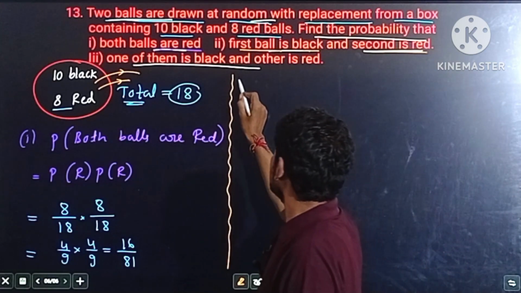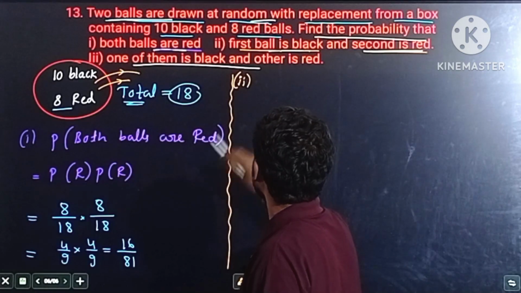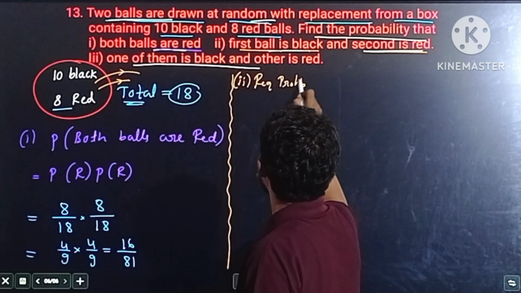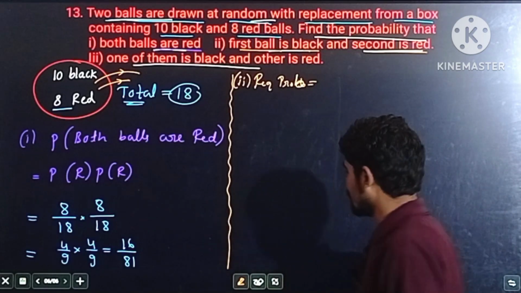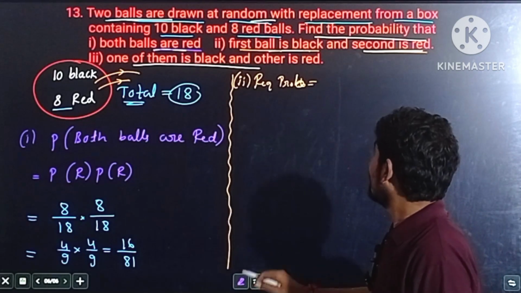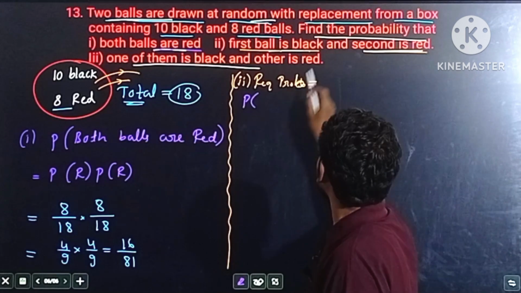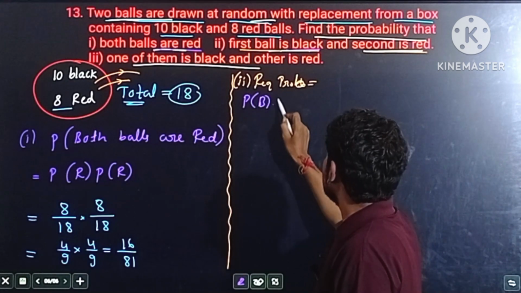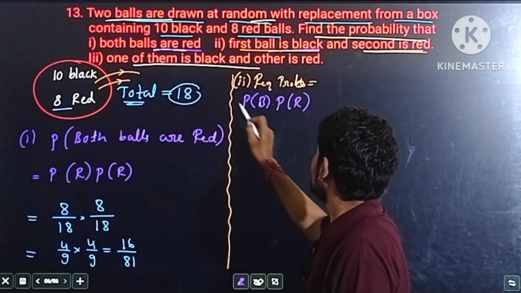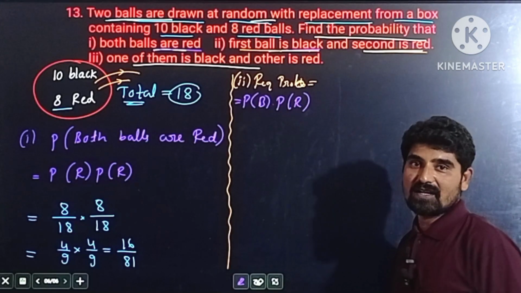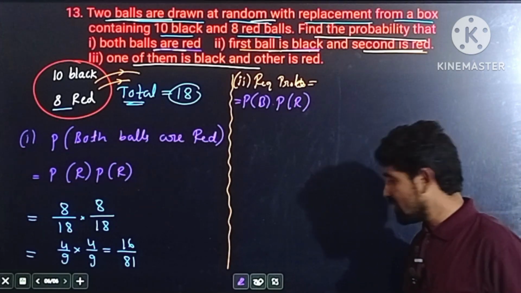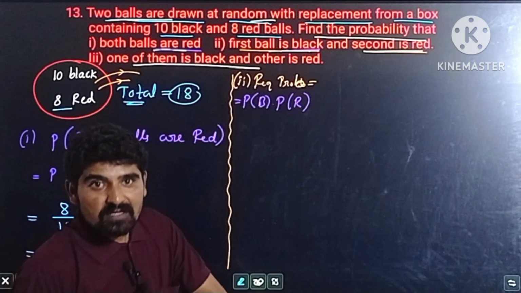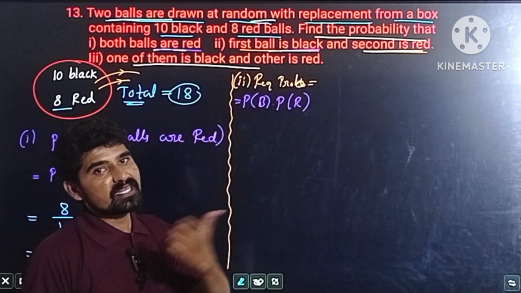So in the second question, we need to identify the probability of, so the required probability is equal to the probability that the first ball is black and the second is red. So we need to identify the probability of the first ball being black and the second ball being red. Here the order of the two balls is given. The first ball must be black and the second ball must be red.